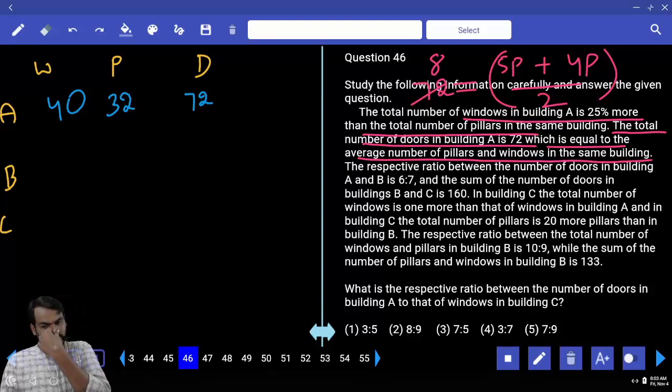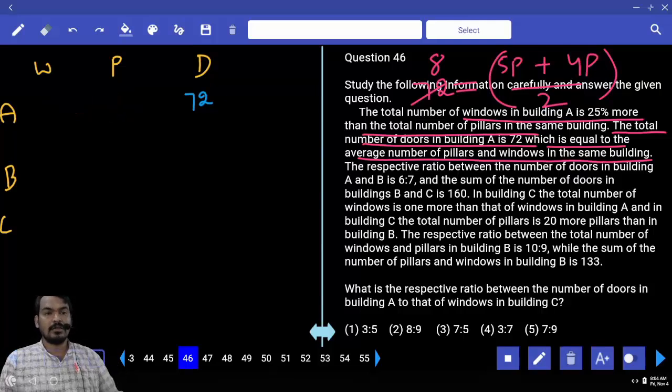5 parts plus 4 parts, total how many parts? 9 parts. Sum is 9 parts, but average is 9 parts by 2. 9 how many times? 8 times. Then every one part we are getting how much? 16, or not? Sorry, every one part is 16.